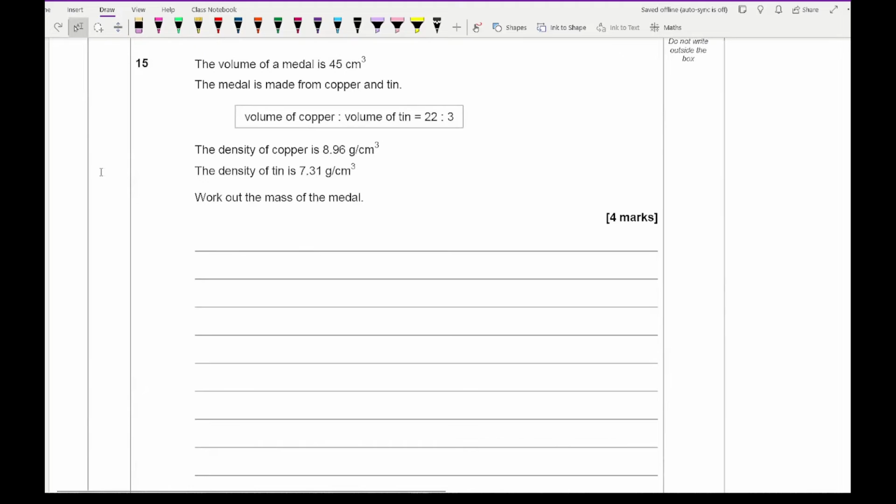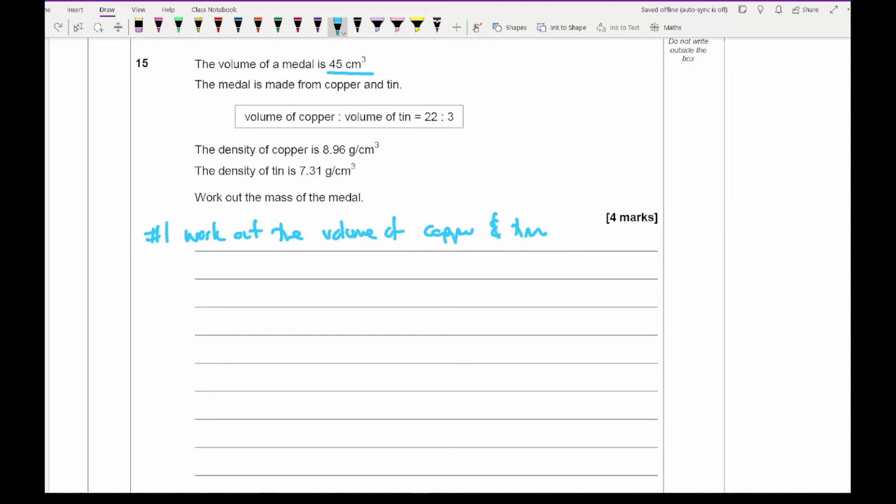Then for question 15, it says the volume of a medal is 45 centimeters cubed. The metal is made from copper and tin. The volume of copper to the volume of tin is in the ratio 22:3. The density of copper is 8.96 and the density of tin is 7.31. And the question is asking us to work out the mass of the medal. So first things first, what we need to do is work out the volume of copper and tin.